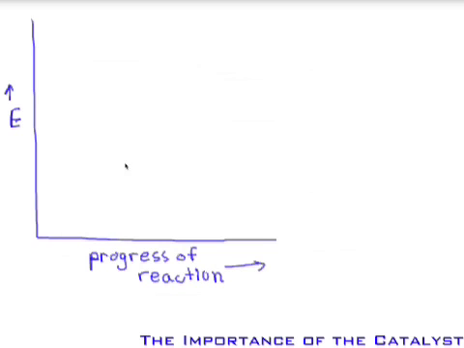And we start with our reagents. Our reagents, of course, are the alkenes and hydrogen. Okay, and we get our products. Our products will be the alkanes. They're lower energy.